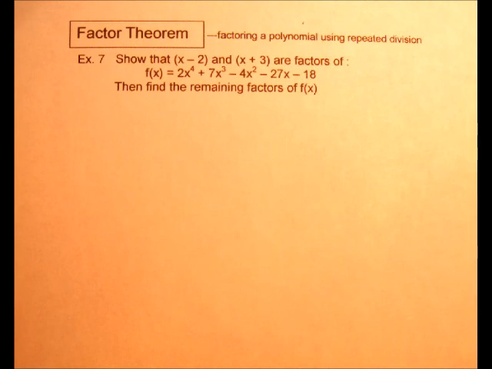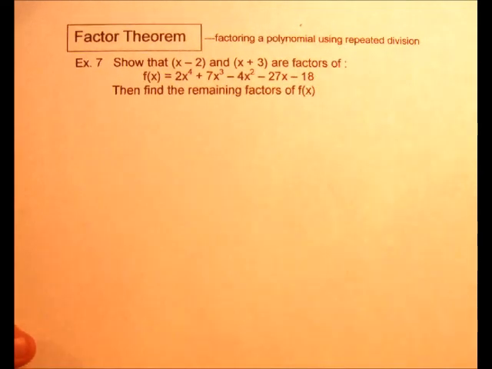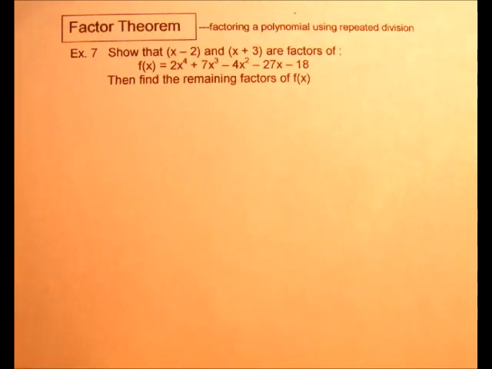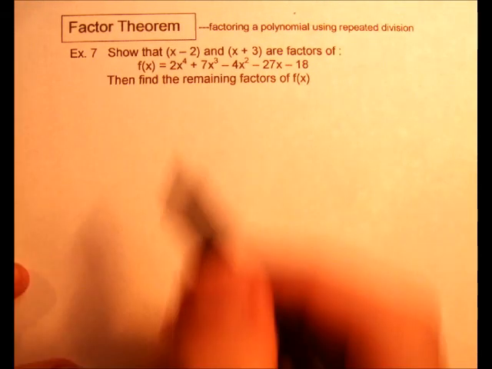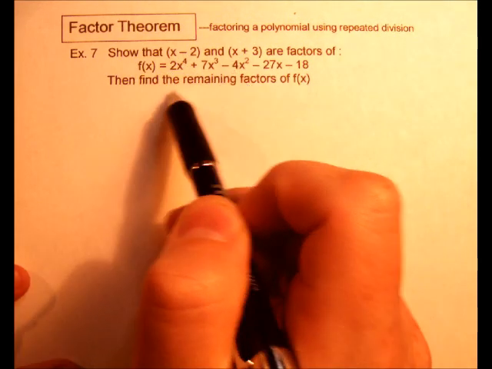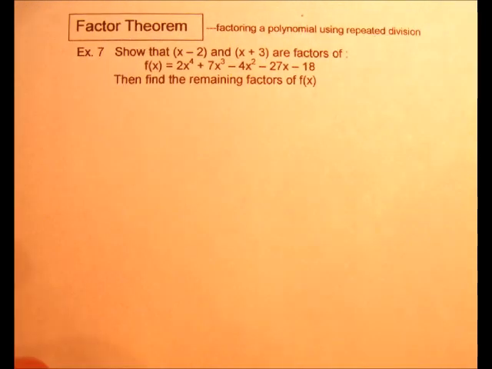So example number 7, the factor theorem. It says factoring a polynomial using repeated division. Now if I just gave you this big, long, huge thing and I said factor it out, you guys would probably have a cow. So would I. Not fun to do. But what they have given you says show that these two guys are factors of that, and then factor out what you have left. So it kind of gives you a hint what to start with instead of having to do it all from scratch.